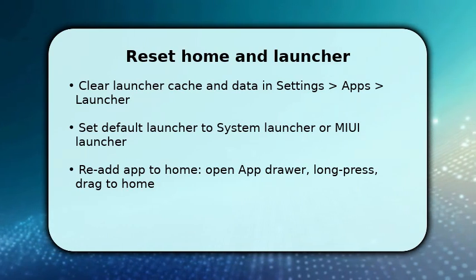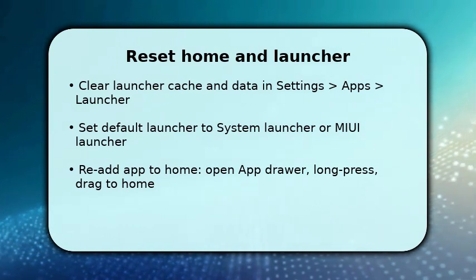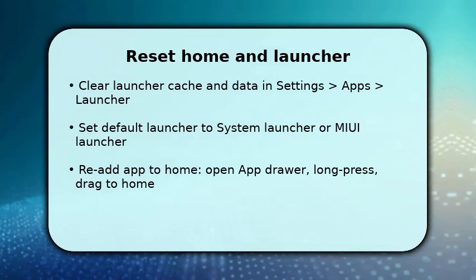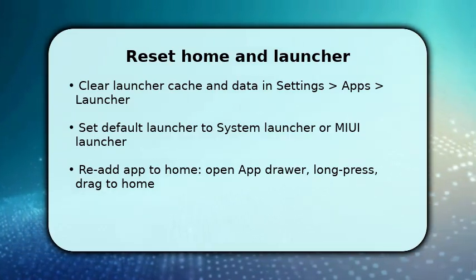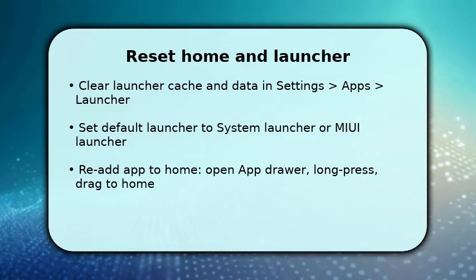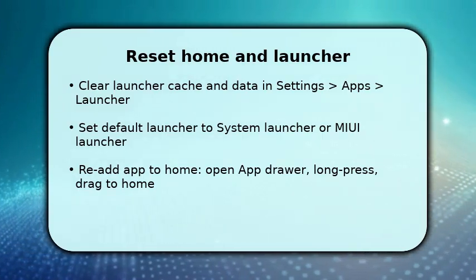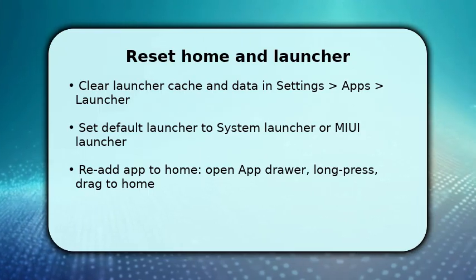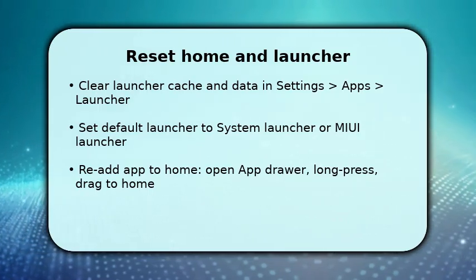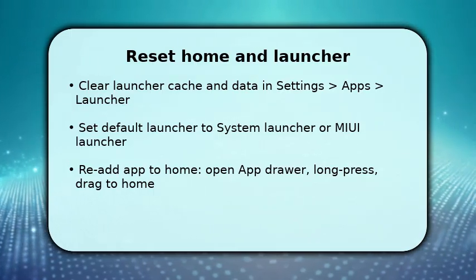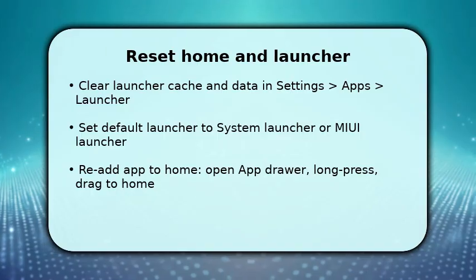Next, target the launcher. Go to Settings, find the Launcher app, and clear its cache. If icons still hide, clear launcher data to reset layout. Once done, ensure the default launcher is set to MIUI or System Launcher, so system rules apply. Open the app drawer, locate your app, long press the icon, and drag it to the home screen to re-add. These steps rebuild the home layout and fix registration problems that prevent icons from appearing.